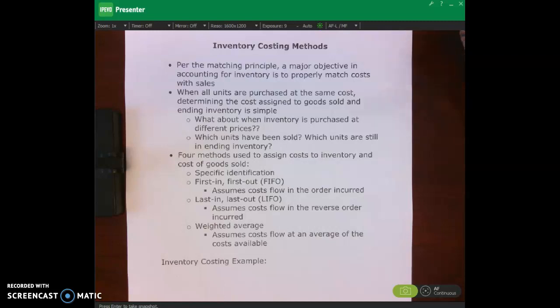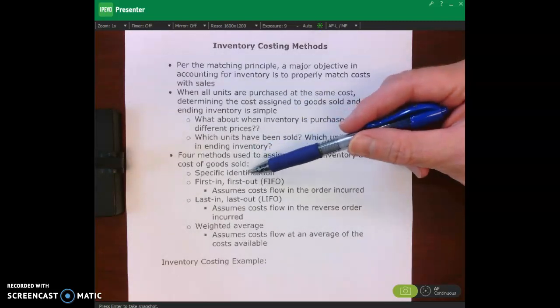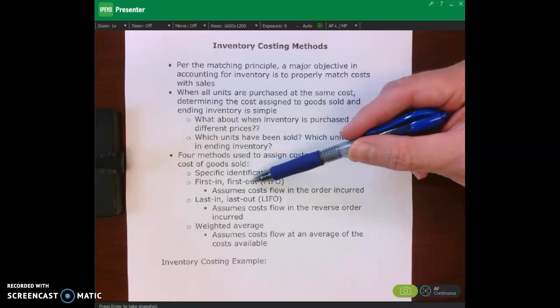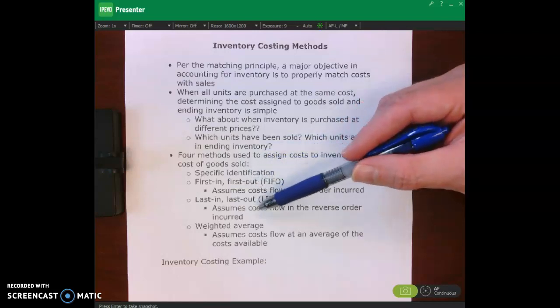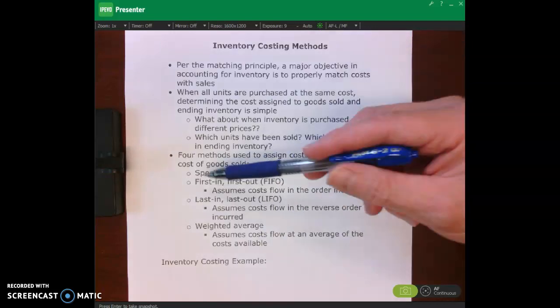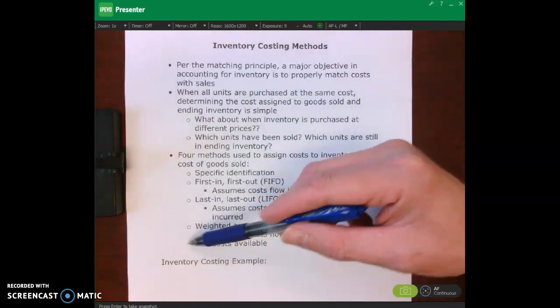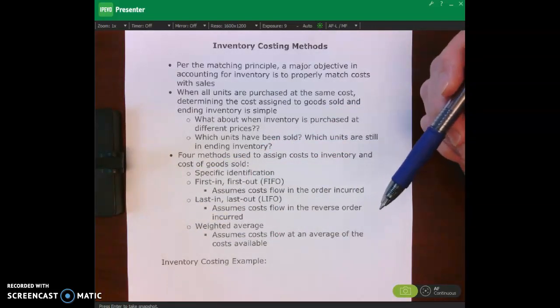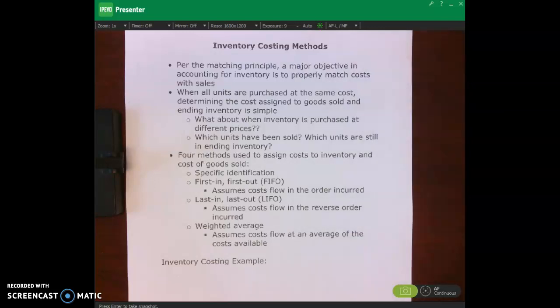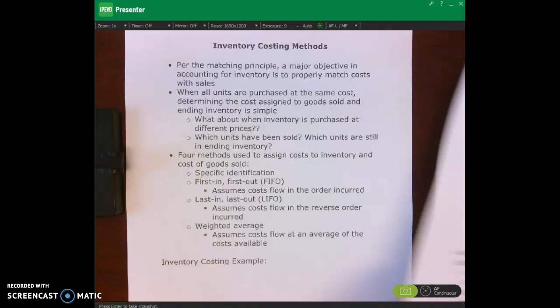So we have a couple different methods as I was going over. We have specific identification, first in, first out, last in, first out, and weighted average. And again, these are the methods that we will use to help us figure out what our cost of goods sold is and what the cost of ending inventory is. Okay? So let's walk through an example of specific identification.